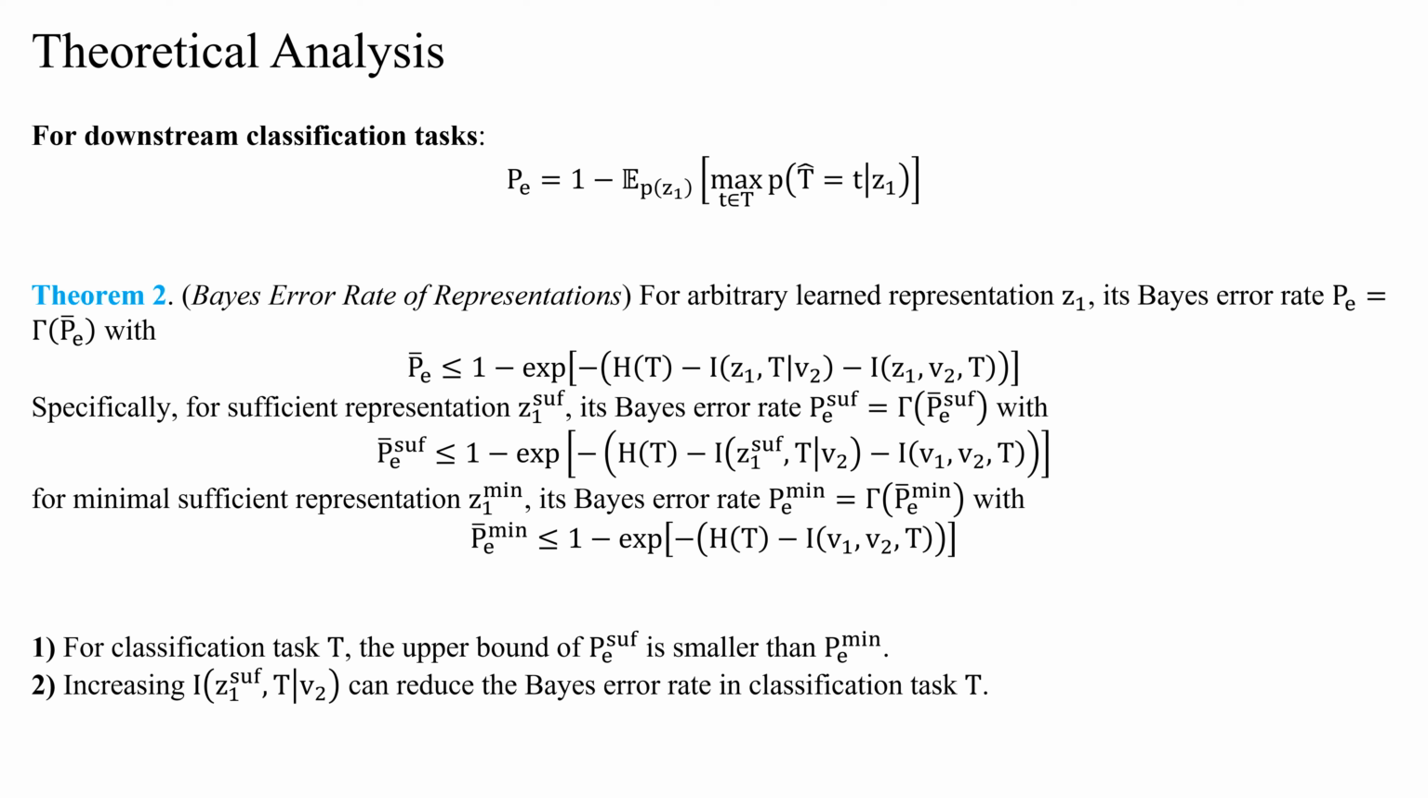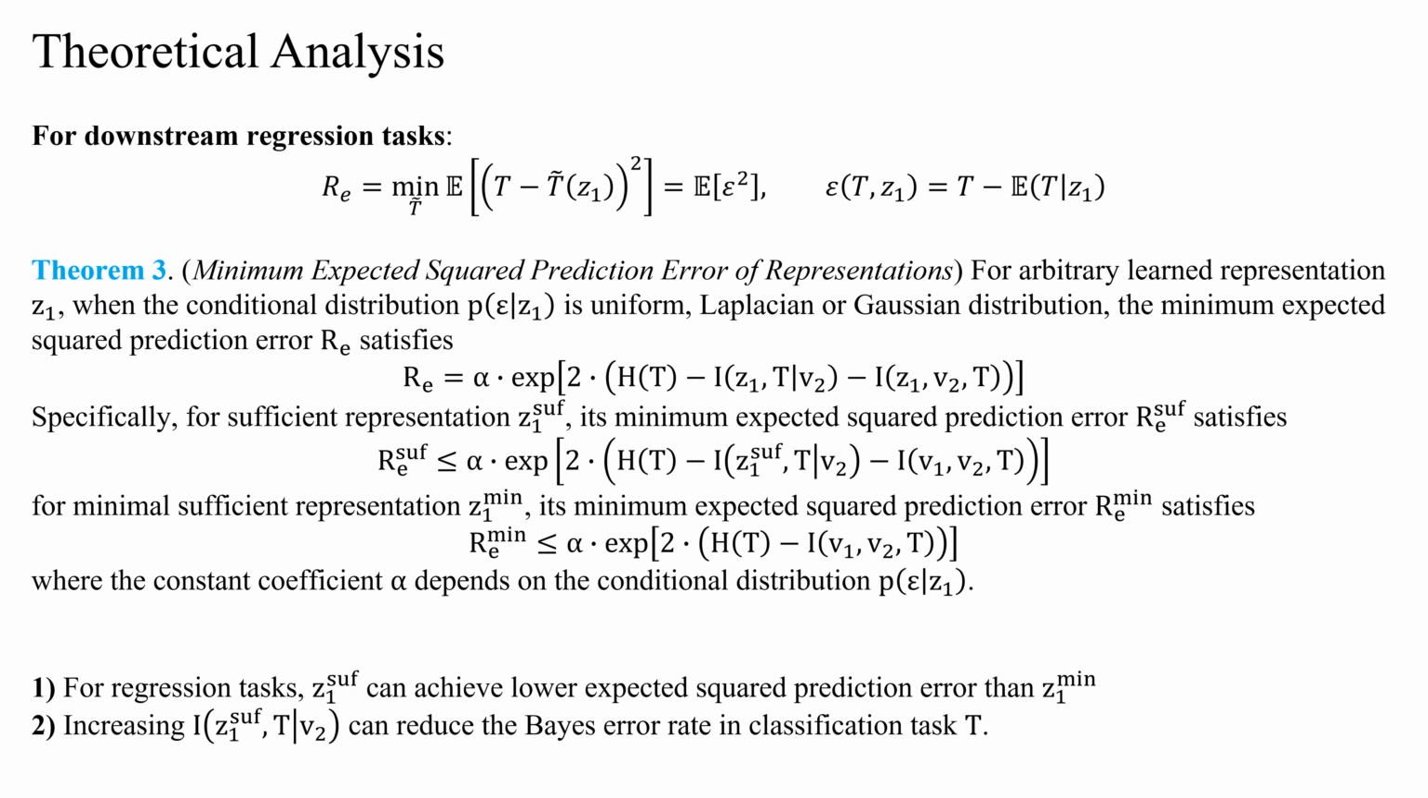For downstream classification tasks, we can strictly prove the upper bound of the Bayes error rate for the sufficient representation is smaller than that for the minimal sufficient representation. For downstream regression tasks, we can strictly prove that the sufficient representation can achieve lower expected squared prediction error than the minimal sufficient representation.